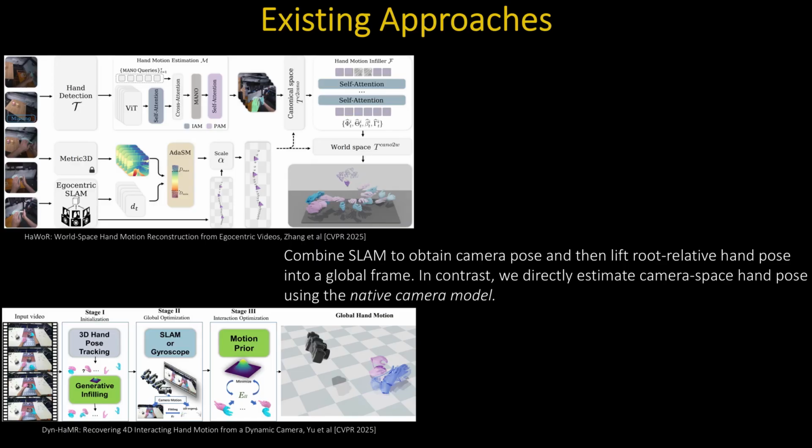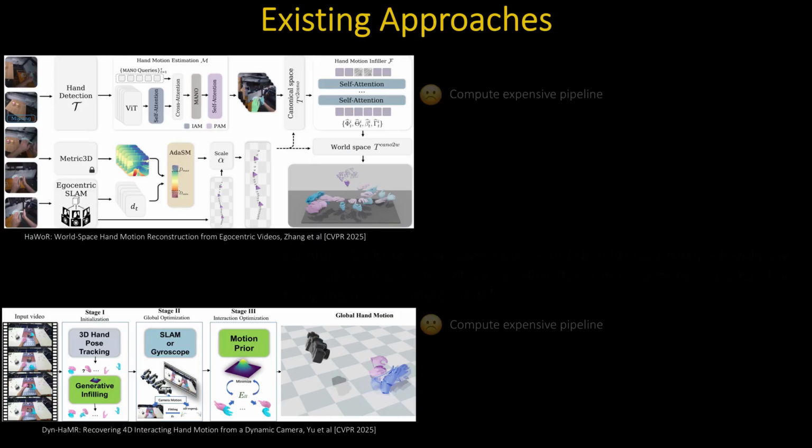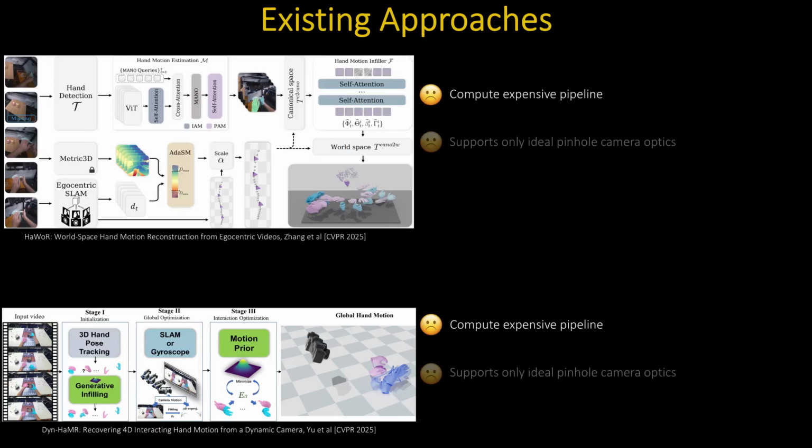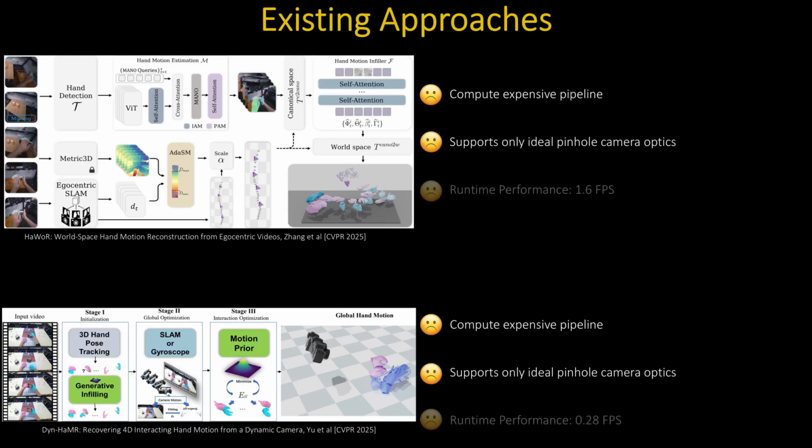Methods such as DynaHAMR and HOWAR couple SLAM with root-relative hand pose to estimate the camera pose and reconstruct the global hand trajectory. In contrast, we directly regress camera space pose using the native camera model. Moreover, these pipelines are computationally expensive and typically assume an ideal pinhole camera.